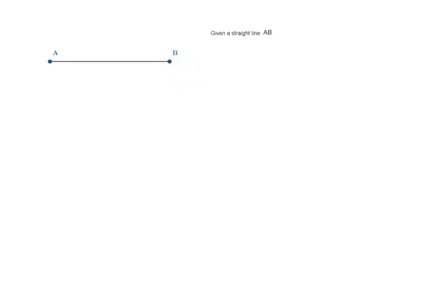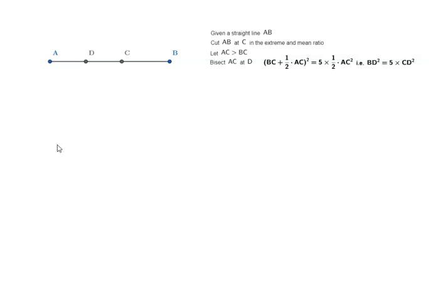Given a straight line AB, cut AB at C in the extreme and mean ratio. Let AC be greater than BC. Bisect AC at D. Then what the proposition is saying is that BC plus half AC, the whole square, is equal to 5 times half of AC square.